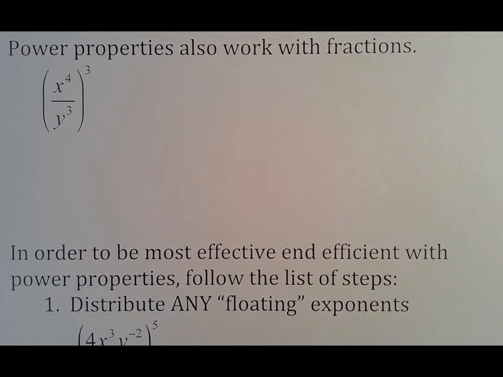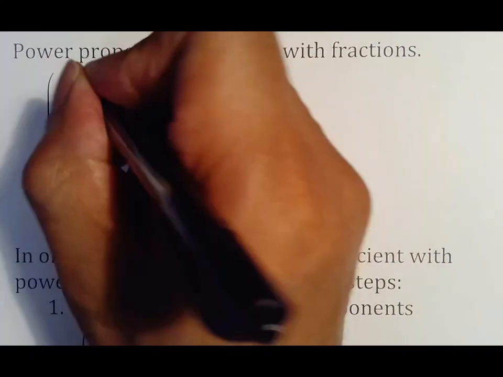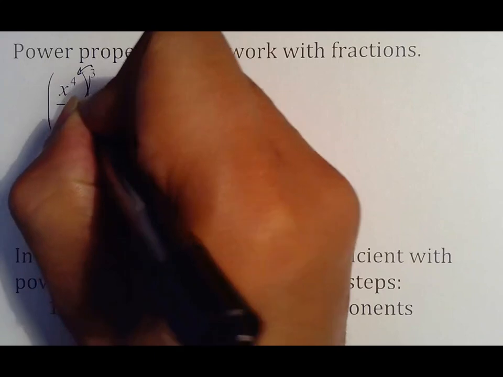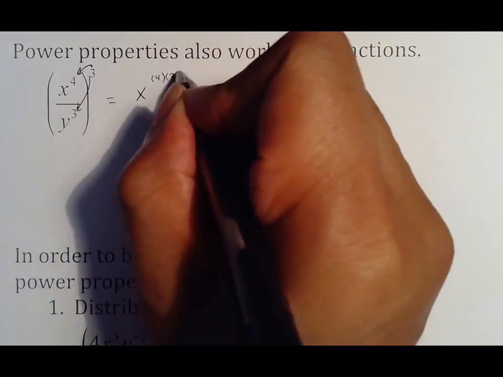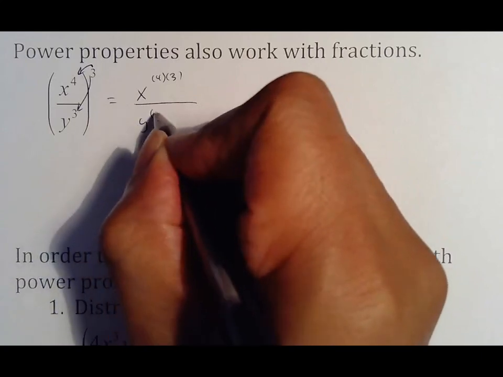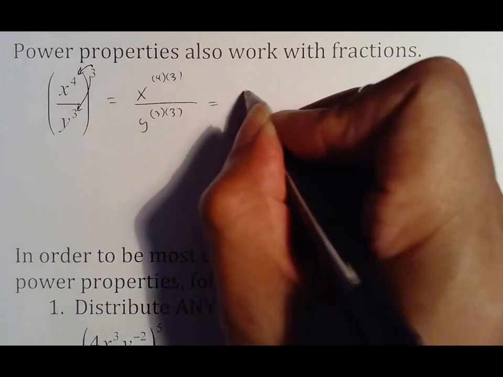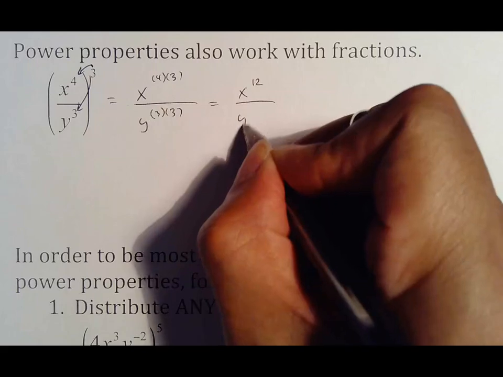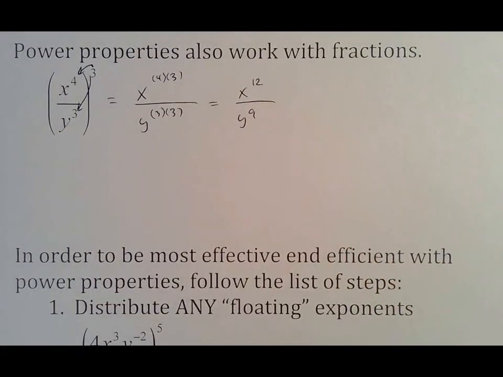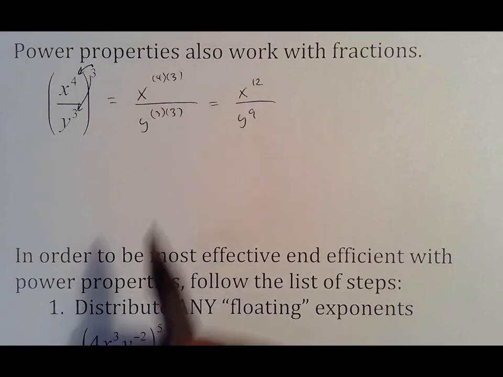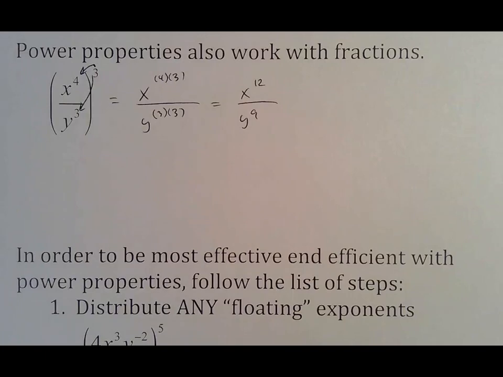Now, the power properties also work with fractions. It's still distributive. It's just that you make sure everything distributes to everything on the inside. So this becomes x to the 4 times 3 over y to the 3 times 3, which is x to the 12th over y to the 9th. If you had to show your work, that's how you show your work in terms of those boxes. You don't have to on all of them, but again, for those you do, that's what you'll do for your multiplication stuff.